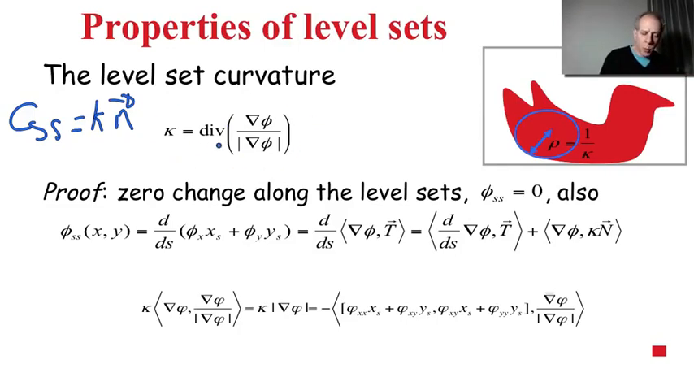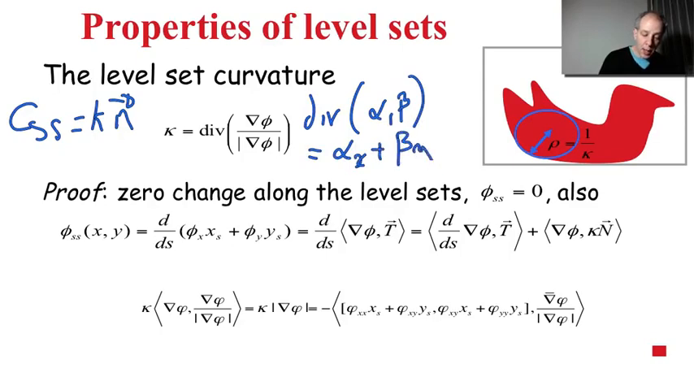In case you don't remember what div is, it's a divergence. And the divergence of a vector alpha, beta is basically alpha x plus beta y. So it's a scalar. The first term of the vector, you take the derivative according to the first coordinate x, the second according to the second coordinate. Okay? Let us prove this formula right now.